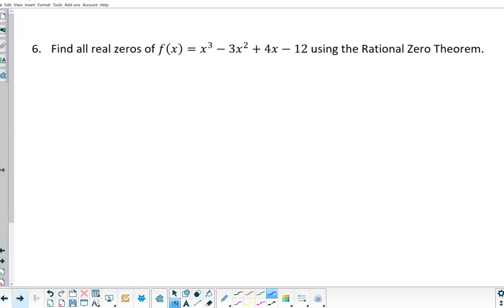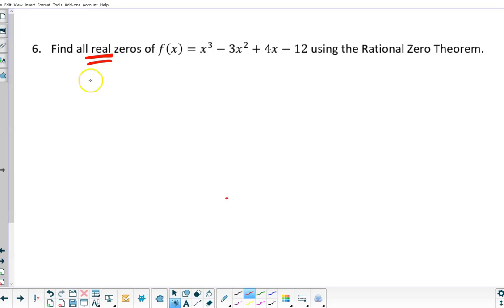So if you want to pause the video here and cross that one out and rewrite this one, we're going to find all of the real zeros using the rational zero theorem again. Now this one is slightly different because it says find all of the real zeros. If I find zeros that are not real, I don't want to list them. In Pearson, if they're asking for real zeros and you put in the imaginary ones, it'll count it wrong. So there's kind of a hint there.